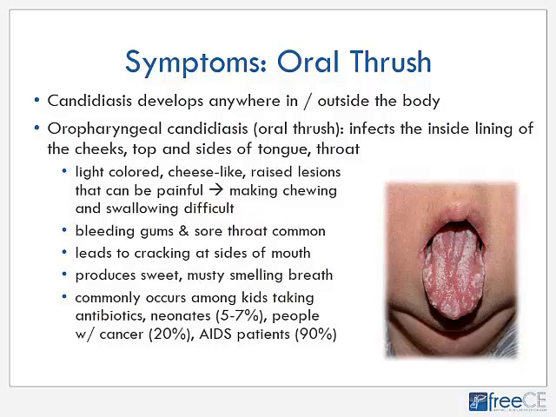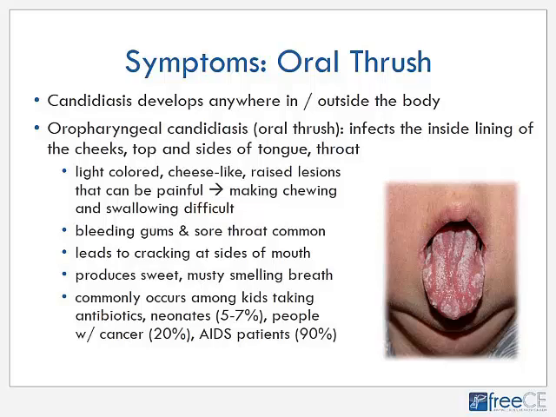Symptoms include light-colored, cheese-like raised lesions that can be quite tender or painful, and this makes chewing and swallowing quite difficult. Bleeding gums and a sore throat are quite common with oral thrush. It can often lead to cracking of the skin at the sides of the mouth. It can produce a sweet, musty-smelling breath, which is quite characteristic.